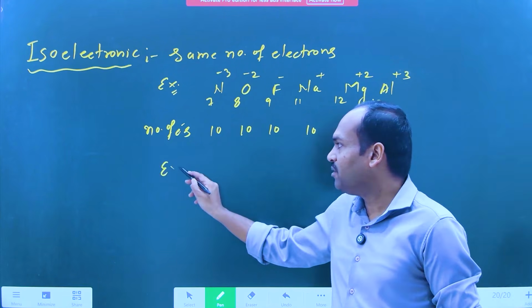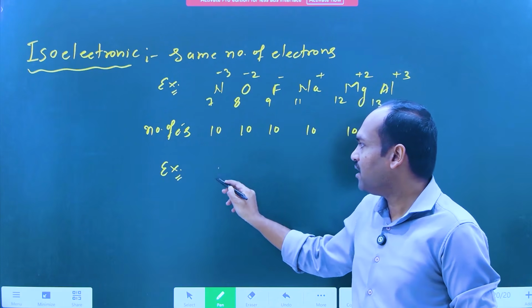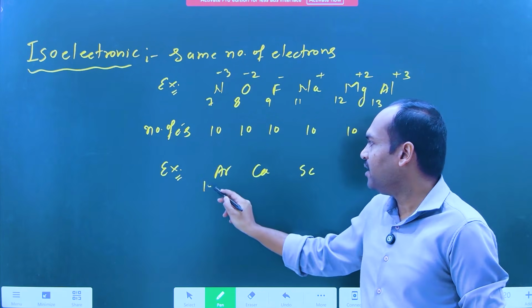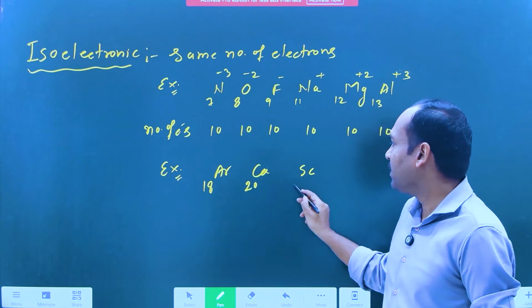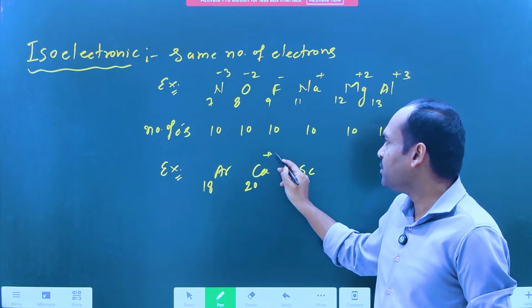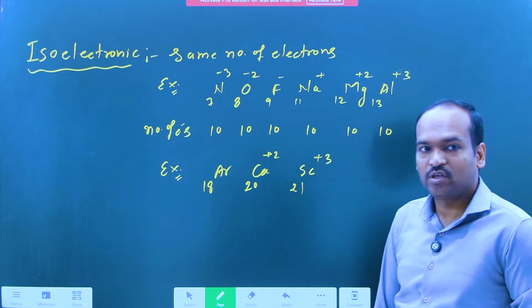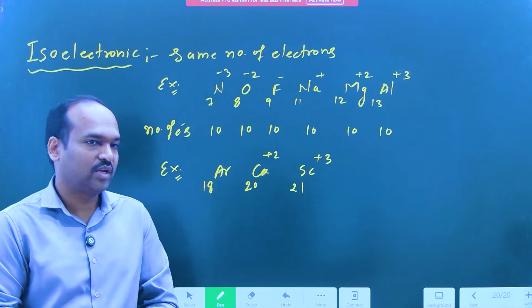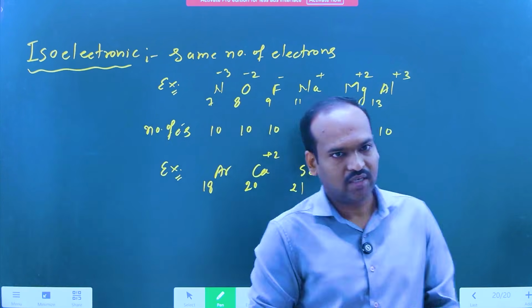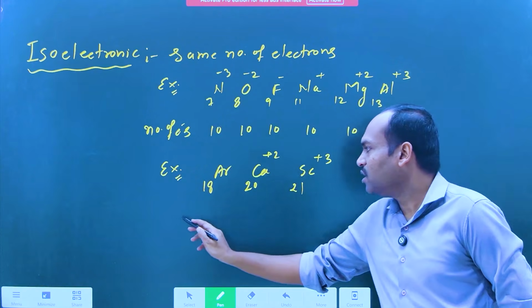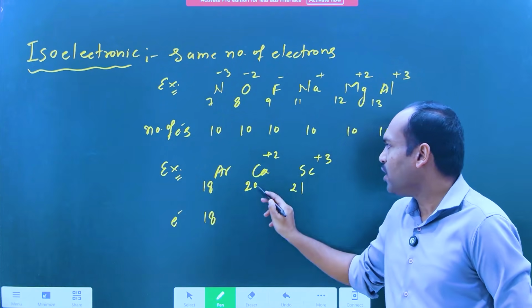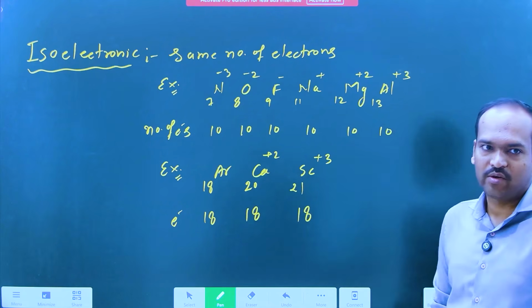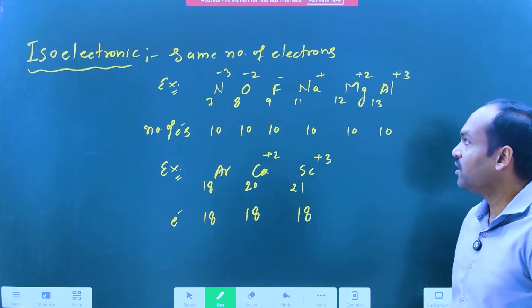One last part: suppose we have argon, calcium and scandium, with atomic numbers 18, 20 and 21. Argon is neutral, calcium is plus 2, scandium is plus 3. Are they isoelectronic? Yes, because the electrons present are 18, 20 minus 2 is 18, and 21 minus 3 is 18. So they also have the same number of electrons, and are isoelectronic.